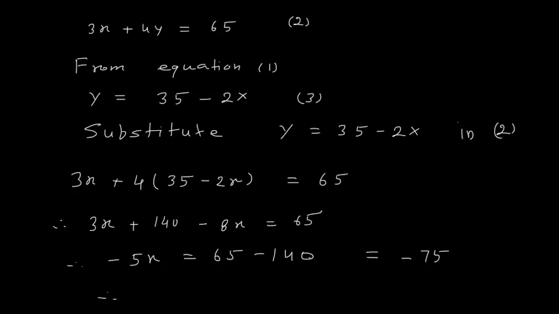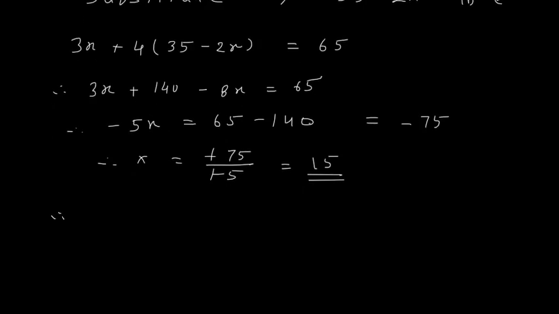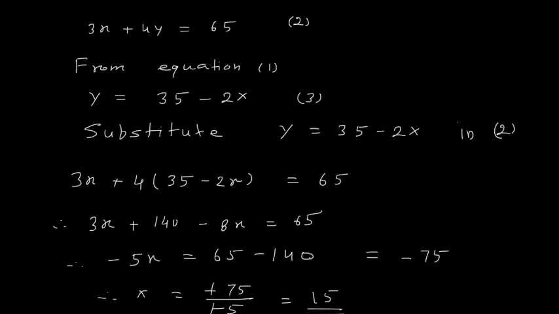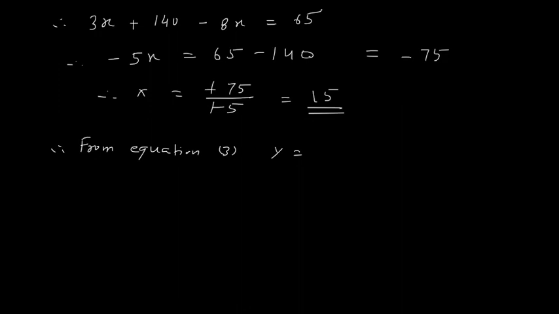Therefore, x is equal to minus 75 divided by minus 5. The minus minus will cancel. 5 times 15 is 75. So the value of x we got is 15. Therefore, from equation 3 we get the value of y as 35 minus 2x, that is 35 minus 2 into 15. This is 35 minus 30, which is equal to 5.